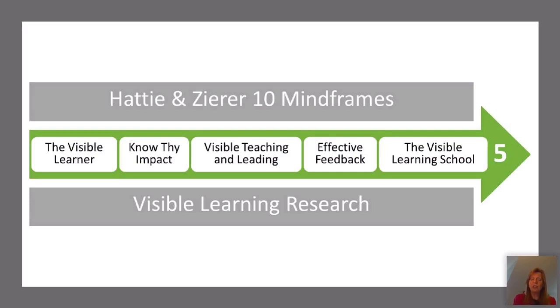The visible learner, which comes through the donut; know thy impact, so knowing how impactful our teaching is; visible teaching and leading, so having those conversations about what good practice looks like; and understanding effective feedback rather than just feedback, so what are the tenets of feedback? And then linking this all into the visible learning school. So these are your systems and your processes, your curricula. How do they all enact those other 4 strands?